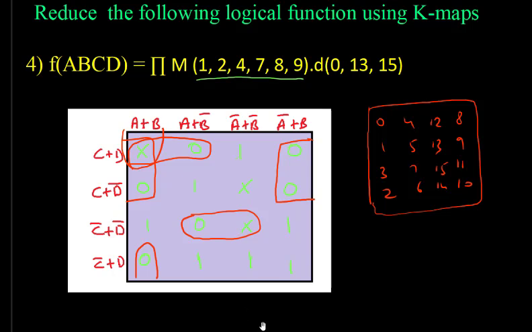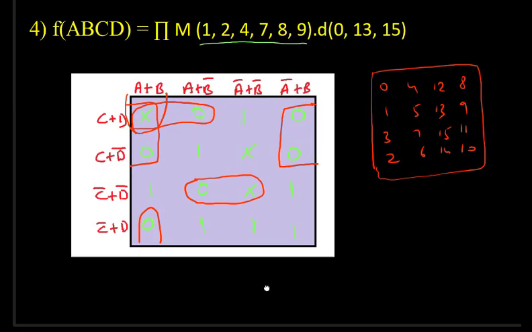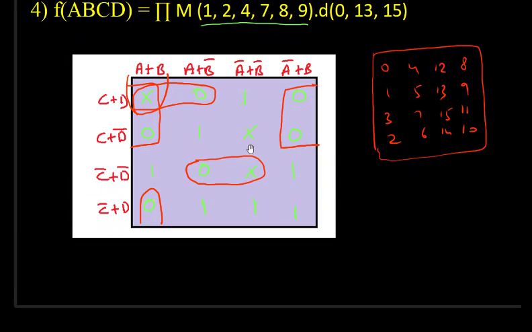Now we have one quad and 3 pairs, so all the zeros are covered. We don't use this particular don't care because we don't have any advantage using it. It is left as it is. So now we write the equation.